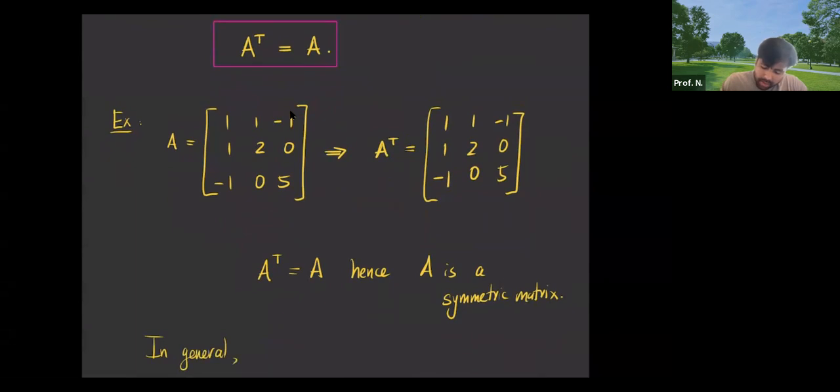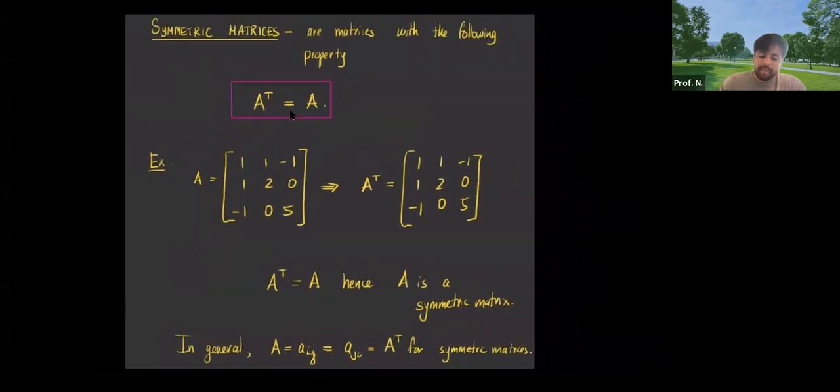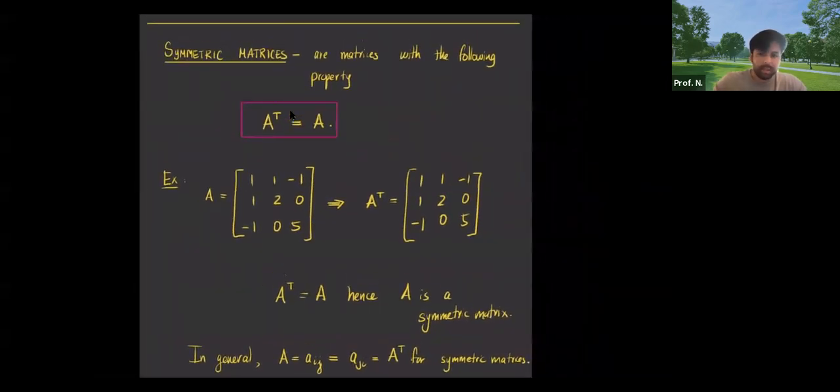If you have a matrix A, Aij equals Aji, which is the transpose. So when you swap the rows with the columns, and they're the same, then the matrix is symmetric. So that's what it means for a matrix to be symmetric.